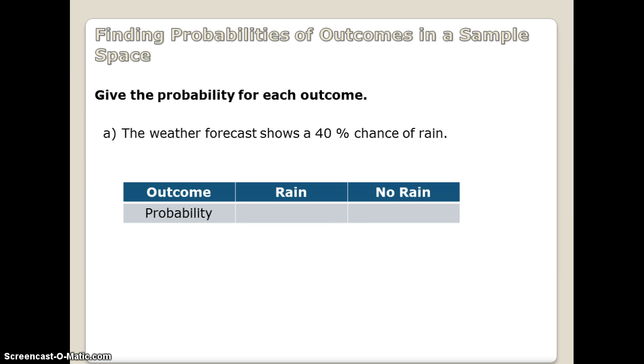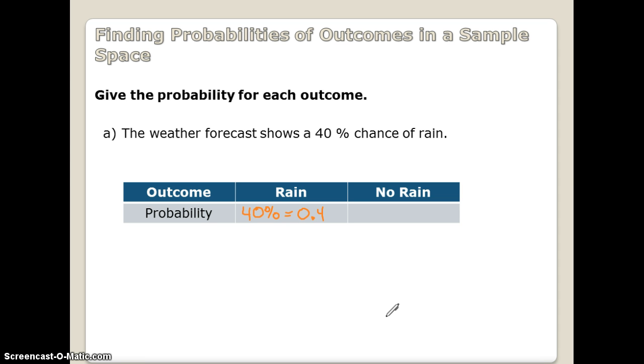Now, we're going to start off by finding the probability for the outcome. On this first one, it says that the weather forecast shows a 40% chance of rain. It gives us the percent, but like I said, they usually want it as a fraction or decimal. So if you do have a percent, you know that the probability is 40%. And if you change that to a decimal, you move the decimal 2 times to the left, which would give you 0.4. So the probability that it will rain is 4/10.